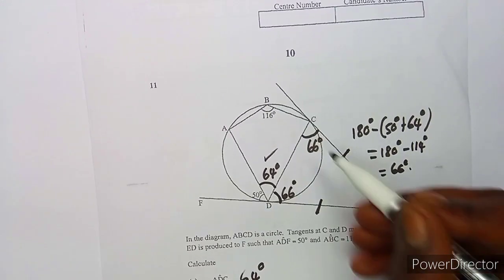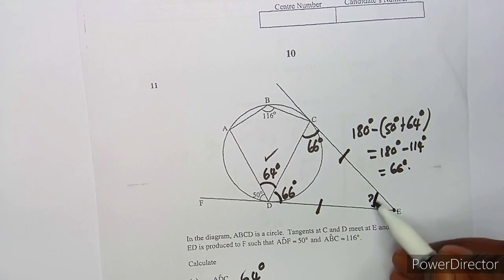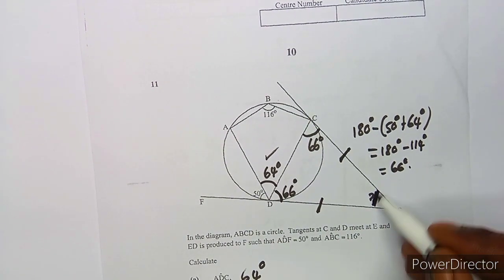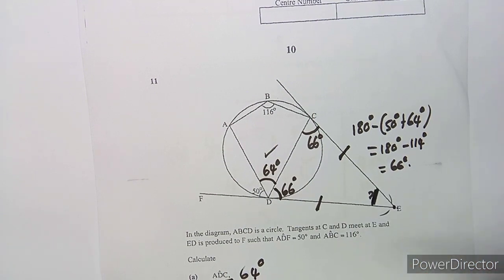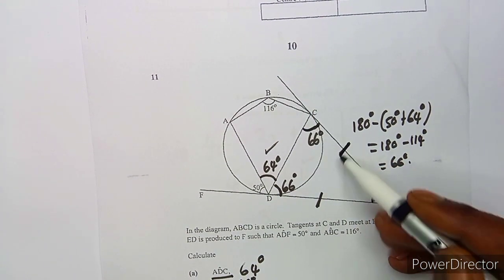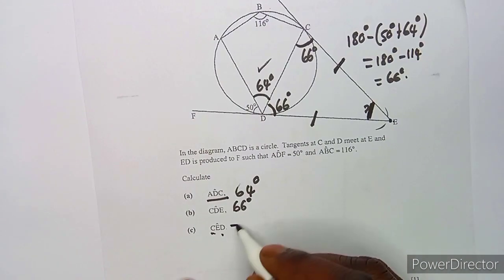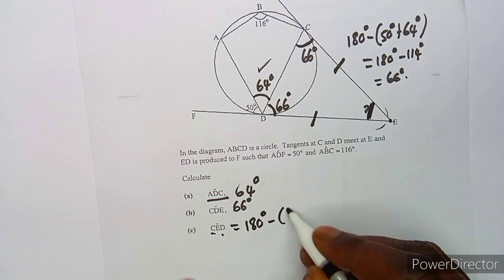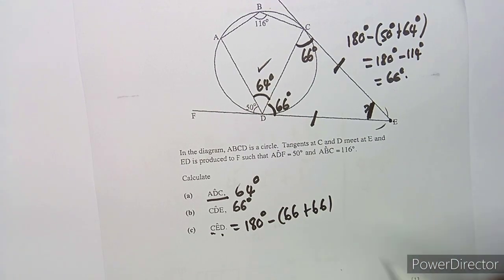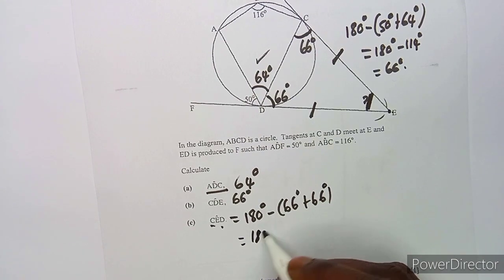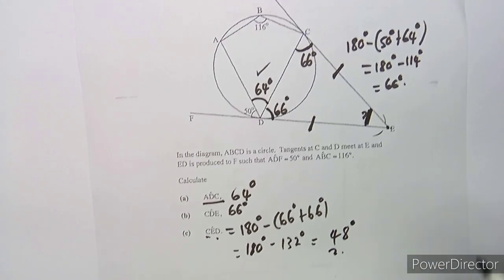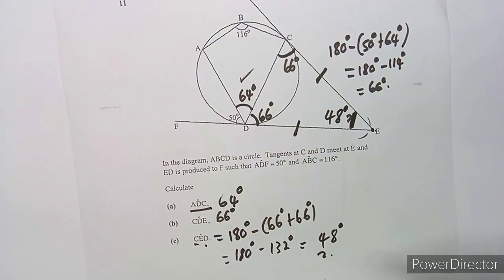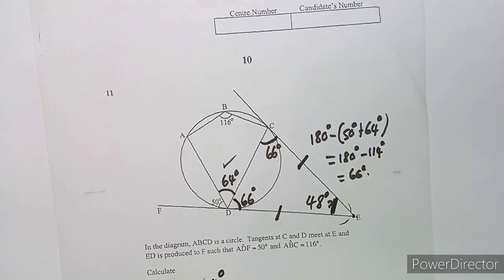Then CED, this angle here from C to E to D. As you can see, we're talking about angles inside a triangle, and we know that angles in a triangle add up to 180, because remember I told you that these two are equal from the concept of tangents. So CED is simply going to be 180 degrees minus the sum of the two, 66 plus 66, which is 180 minus 132, which is 48 degrees. So this angle is 48, this angle is 48. So that's how you simply work out with the diagram.